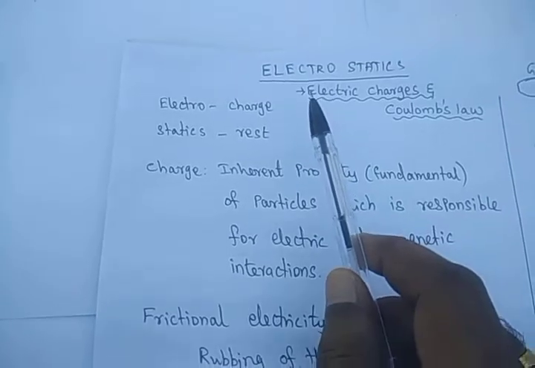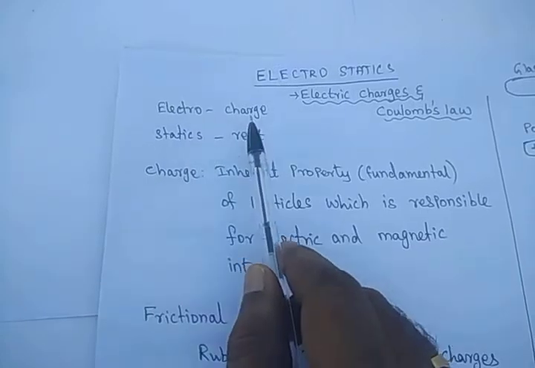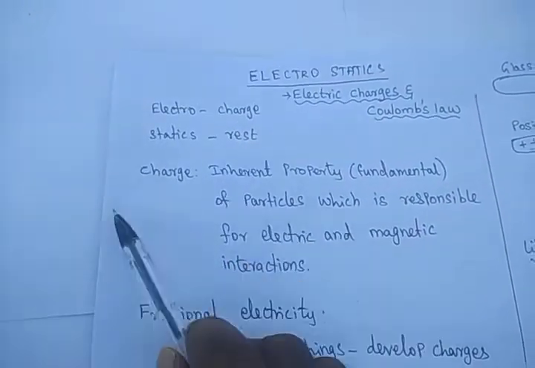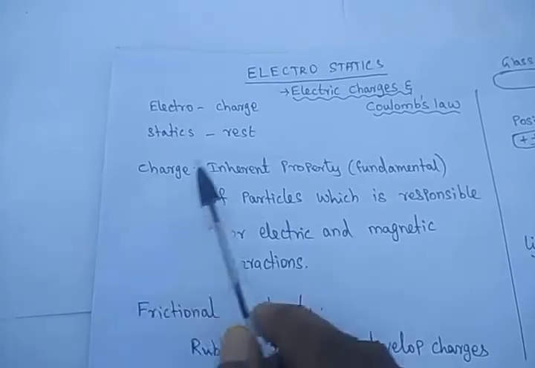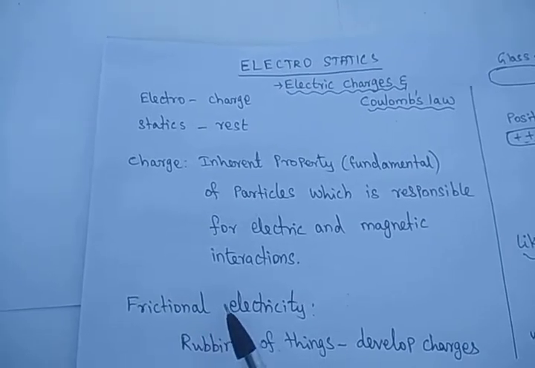Dear students, in this session, we are going to see about electrostatics. What is electrostatics? Electro means charge, statics means rest. So, to study about the charges at rest is called as electrostatics. In this session, we are going to see about electric charges and Coulomb's law.